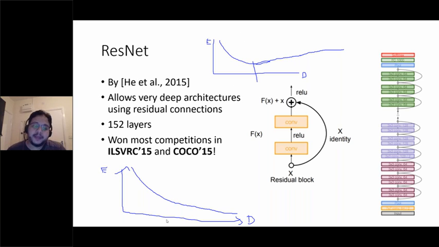So in theory, the more layers we add, the more performant my convolutional network becomes. Normally, this is the depth, and this is the error. The more layers we add, the lower the error becomes. At least in theory, but in practice it doesn't happen like that.